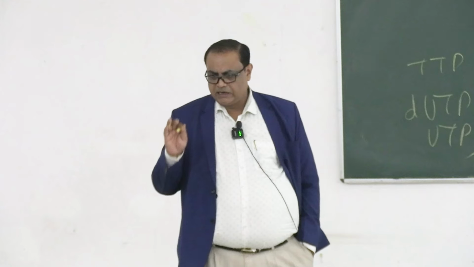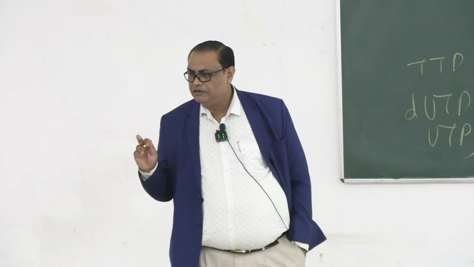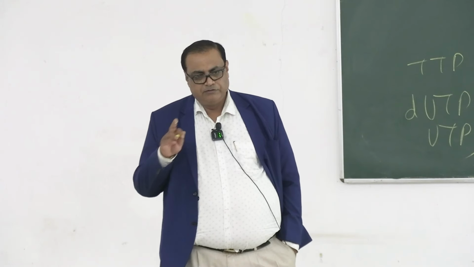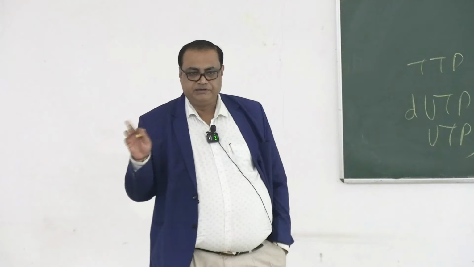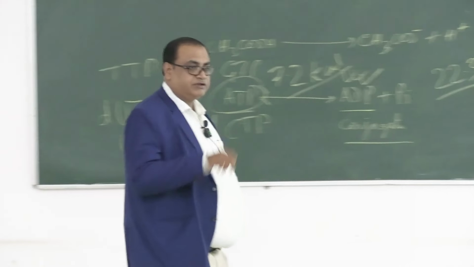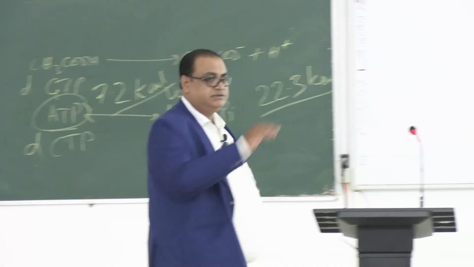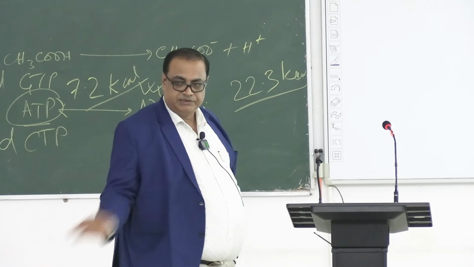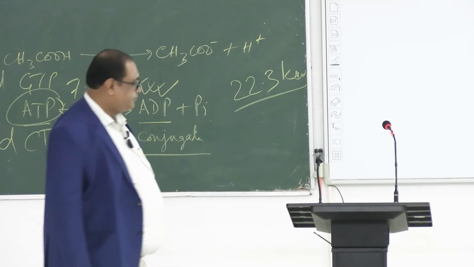So the highest energy compound in our system is what? Phosphoenolpyruvate, not ATP. Next comes creatine phosphate. Next come ATP, GTP, CTP, TTP. Okay?